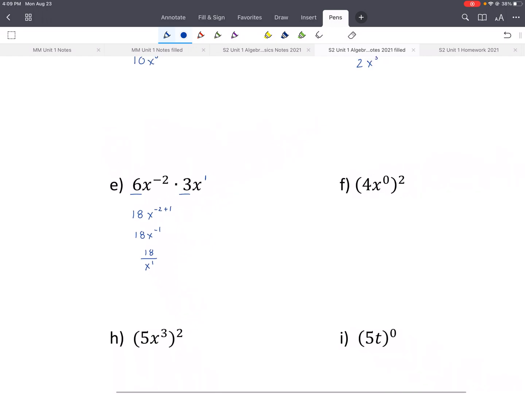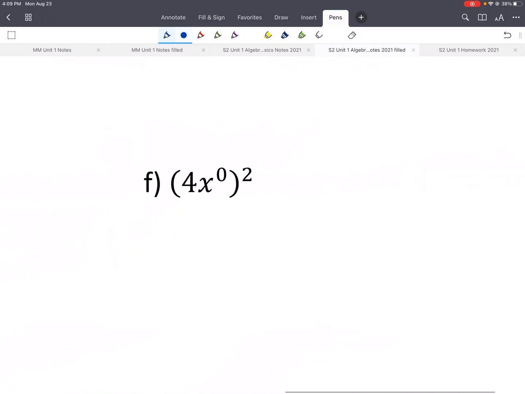Okay? All right, now we have a power to a power. So again, what do we do? We multiply their exponents. So here we have 4 to the 2 and x to the 0 times 2. Well, that's just 0. And x to the 0 is just 1. So we should have 16 times 1, which is just 16.